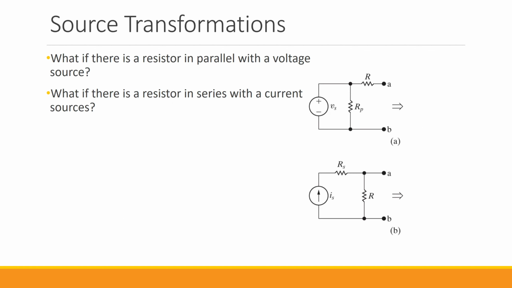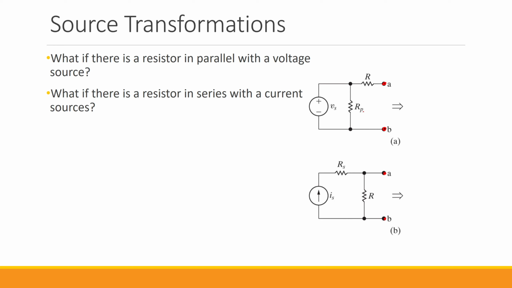So now that we saw this, and we are still talking in terms of the terminal behavior at node A and B, right? So what if we have a resistor parallel with a voltage source? Does that affect our calculations or not? The other case would be if we have a resistor in series with the current source. Does that affect our calculations or not?